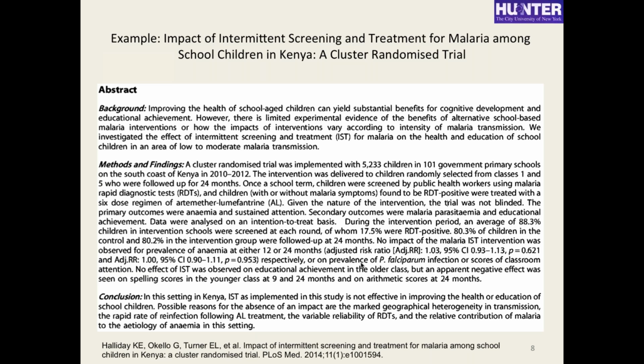Let's see if I can get the no effect of the 24 months. So I'll leave it at that for now. We'll come back to this at the end of the session and see if we understand a little bit more about this.